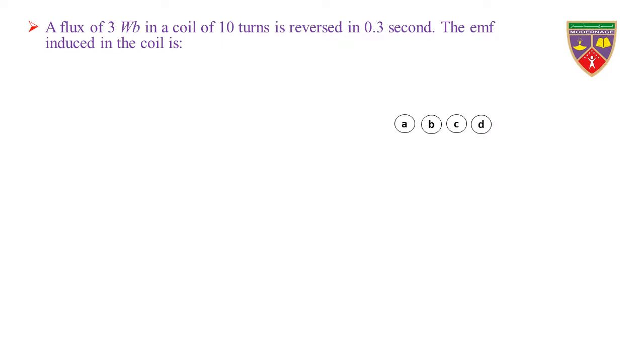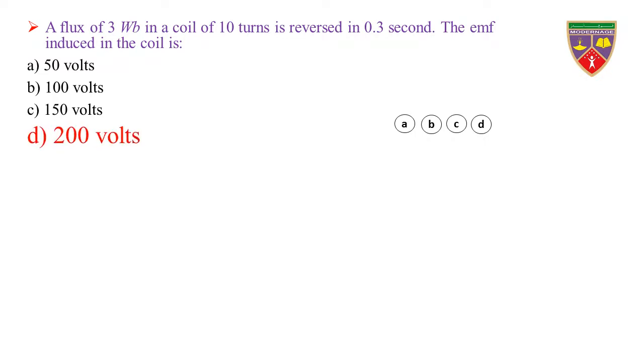A flux of 3 Weber in a coil of 10 turns is reversed in 0.3 seconds. The EMF induced in the coil is: option A, 50 volts; option B, 100 volts; option C, 150 volts; option D, 200 volts. The key is 200 volts. Therefore, the correct option is D.